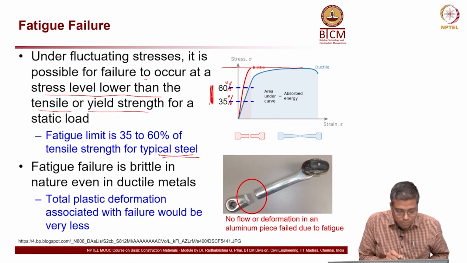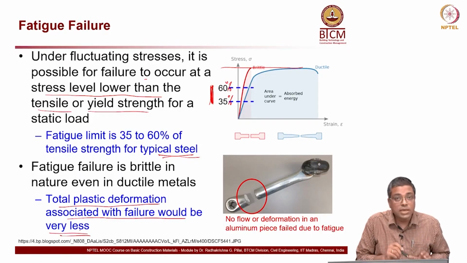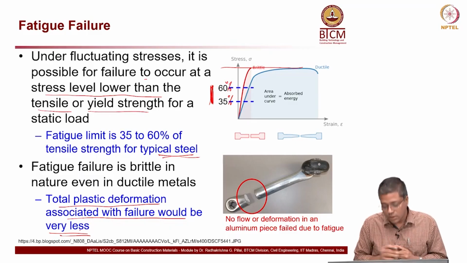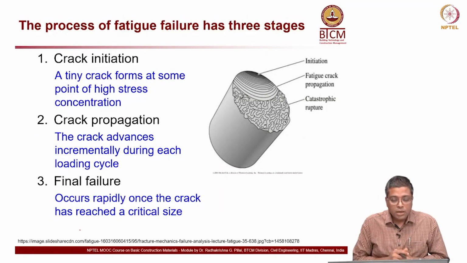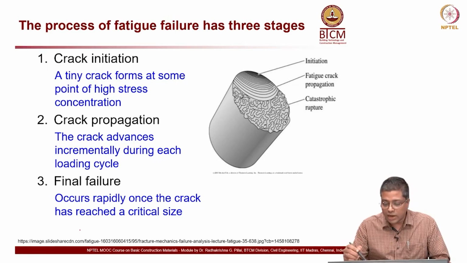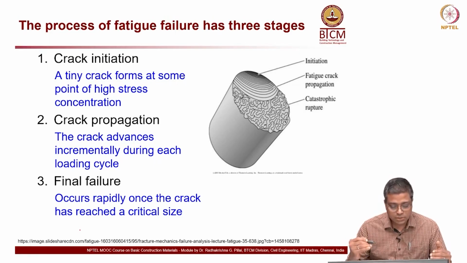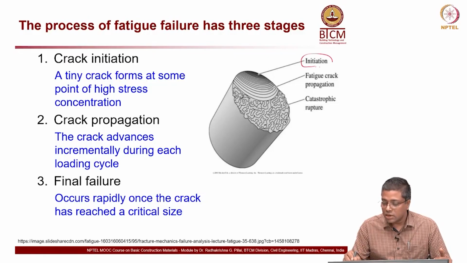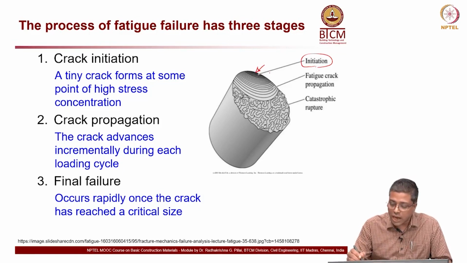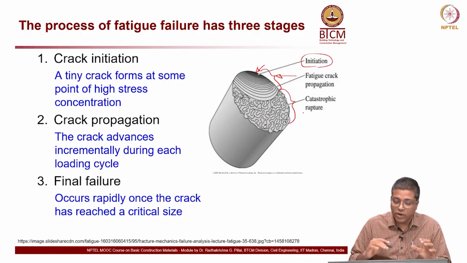Okay. So, the total plastic deformation associated with the failure would be very, very less, even if the material is ductile in nature. Now, how does the fatigue failure happen? There are three stages for this. Stage 1, crack initiation, that is this here, it happens right here. And then stage 2 is crack propagation, which happens for up to this much distance, and then the remaining portion is stage 3, or the final failure.